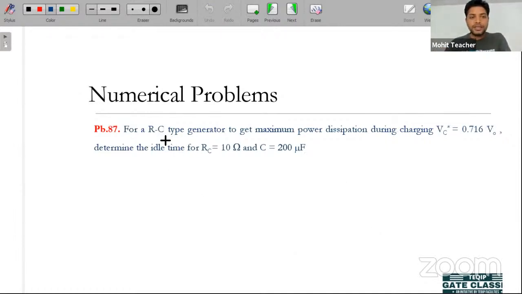Okay, so for an RC type generator, to get maximum power dissipation during charging, VC star will be equal to 0.716 V naught. So this voltage is given to you. VC star is the maximum charging voltage, and V naught is the OCV, open circuit voltage. Determine the idle time.